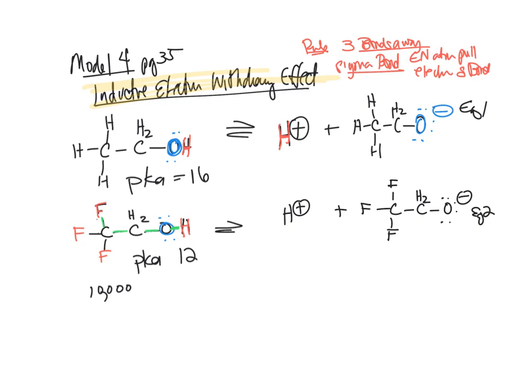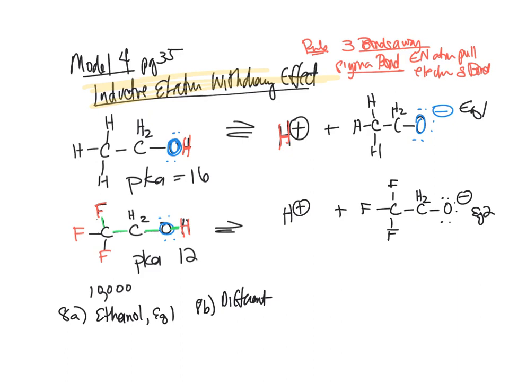All right, now we're going to answer the questions. Questions 8 and 9. So 8A. Based on the pKa values in model 4, which alcohol is stronger? Is it ethanol, equation one, or trifluoroethanol? Ethanol, right? Equation one. B. Compare the conjugate bases in equation 1 and equation 2. What is different? What is the same?